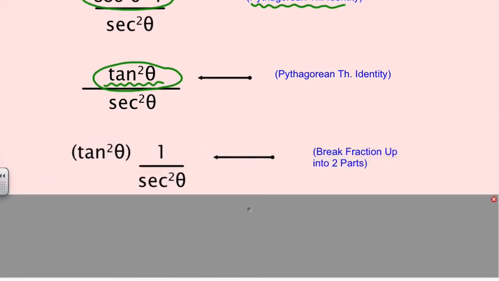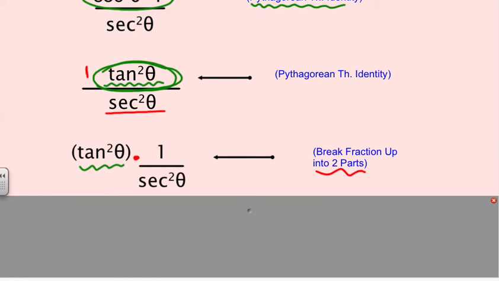All right. Now what I did is I just split up this fraction into 2 pieces. So I have this green piece of my tangent squared of theta alone, so it's a little easier to see. And then I took this secant squared of theta, and I'm going to throw a 1 here. So it's 1 over secant squared of theta. I'm breaking the fraction up into 2 pieces. And you'll see what happens next.